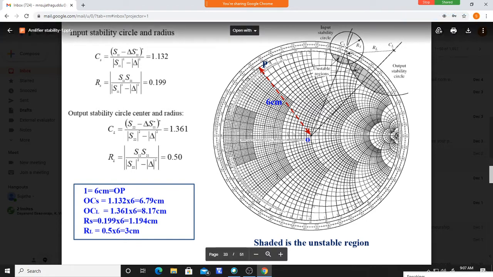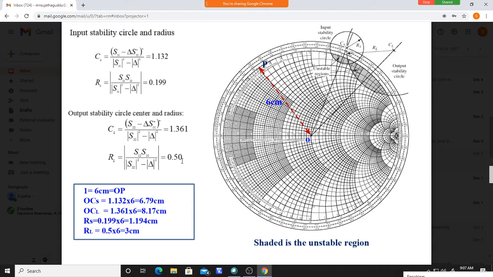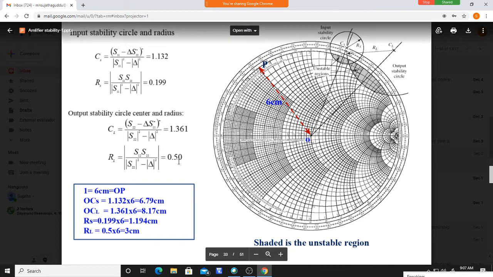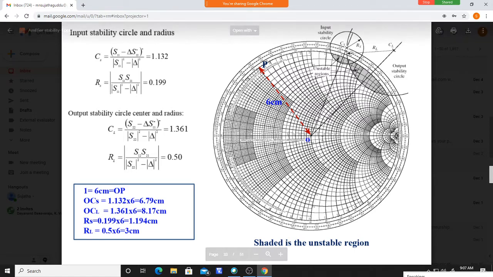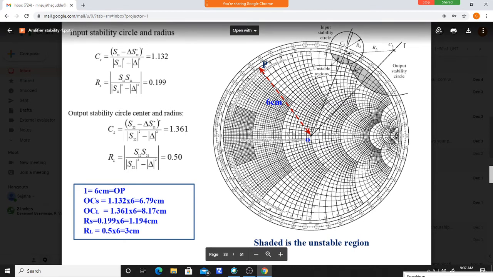This is a Smith chart here. We have drawn this input stability circle, and this is the output stability circle. There are circle equations, the input stability circle equations and output stability circle equations. Using the center and radius, you can draw them like this, as I discussed in the previous class. Here both the input and output stability circles do not enclose the center of the Smith chart. In such a case, the stable region is outside the stability circles.